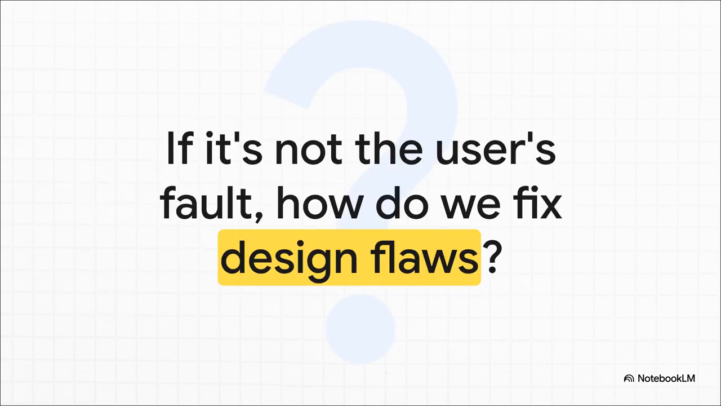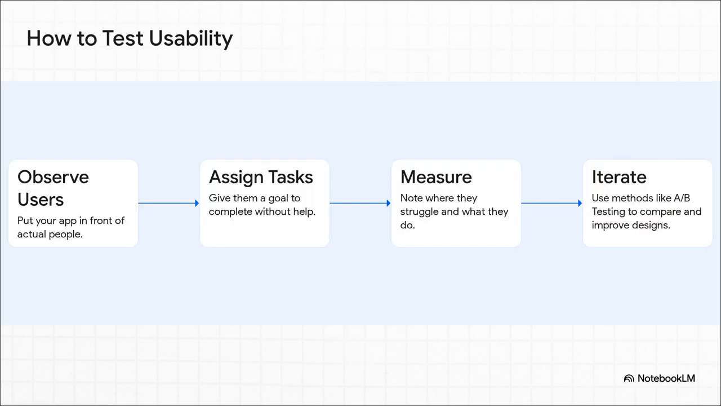Okay, so if we agree that it's never the user's fault, then how in the world do we find these problems before they cause a disaster? The answer is actually so simple, but it's amazing how often it gets ignored. You have to watch real people try to use your creation. You don't ask them if they like it. You give them a task like, hey, try to buy a train ticket to Boston.